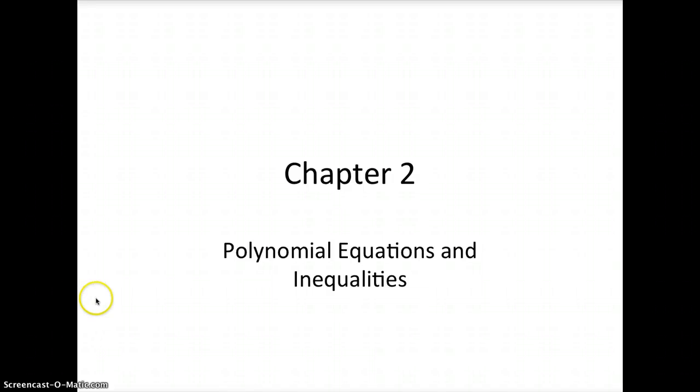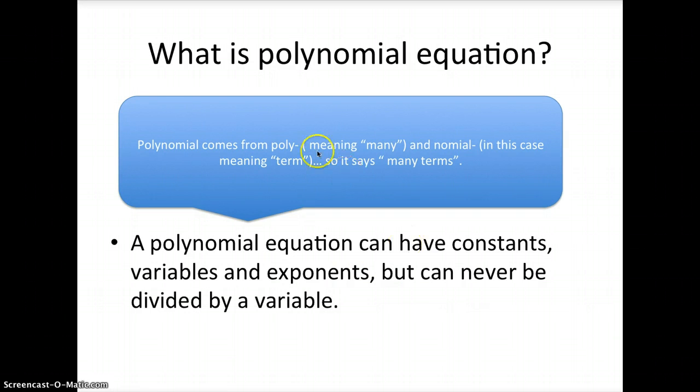Hi guys, my name is Werner and I'm going to talk about polynomial equations and inequalities in chapter 2. What are polynomial equations? Polynomial comes from poly, meaning many, and nomius, which in this case means terms, so it is to say many terms. A polynomial equation can have constants, variables and exponents, but can never be divided by a variable.